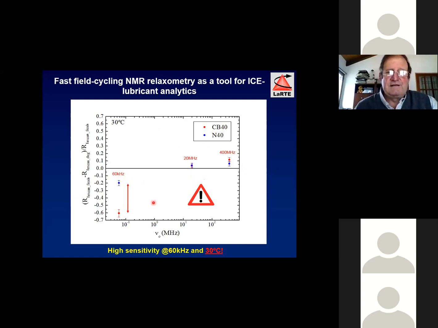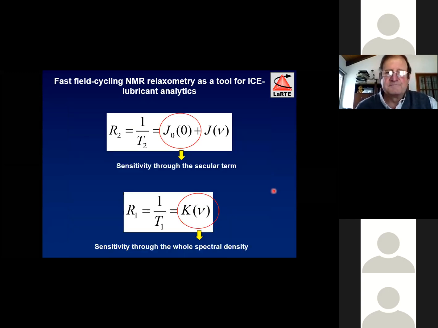So this is a very interesting result. We don't need to cool the sample. At low fields, we have a very nice sensitivity. Okay, one can explain this. We somehow stick here to the spectral density formalism. So the sensitivity in T2 comes from the secular term. This is fixed because when you measure at high field, this is a constant, but this is not irrelevant compared to this. So somehow it's masking the sensitivity of this time.